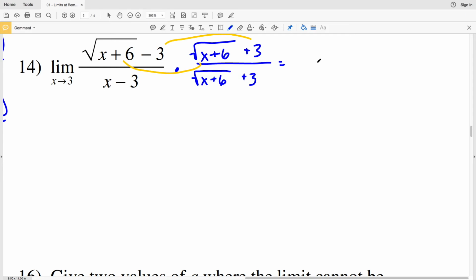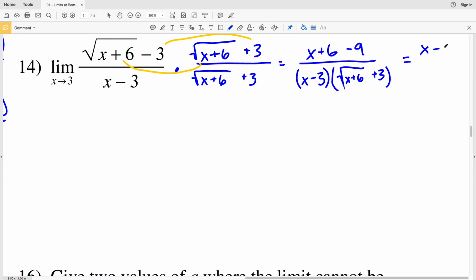So the square root of x plus 6 times the square root of x plus 6 is the square root of x plus 6 squared, which is just x plus 6. And then negative 3 times a positive 3 is a negative 9, so we'll be subtracting 9. And then our denominator will have x minus 3 times the square root of x plus 6 plus 3. Now that's going to equal x minus 3 in the numerator, and then in my denominator I still have x minus 3 times the square root of x plus 6, then plus 3.